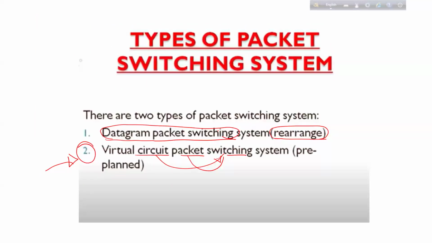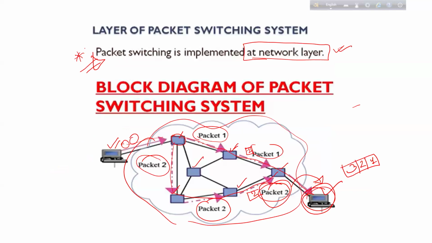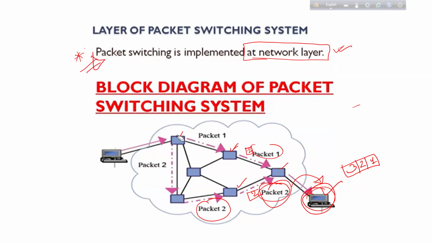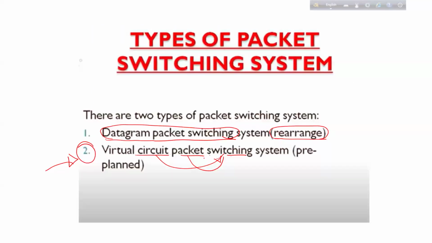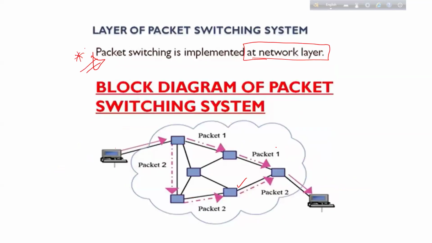Now, in case of virtual circuit packet switching, let me erase all this. In case of virtual circuit packet switching system, this is my source, this is my destination. My message is broken into different packets. So this is packet 1, this is packet 2.